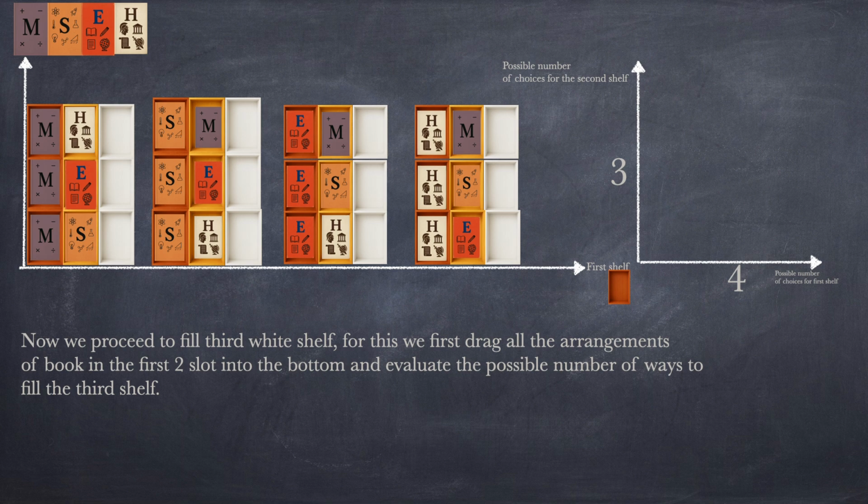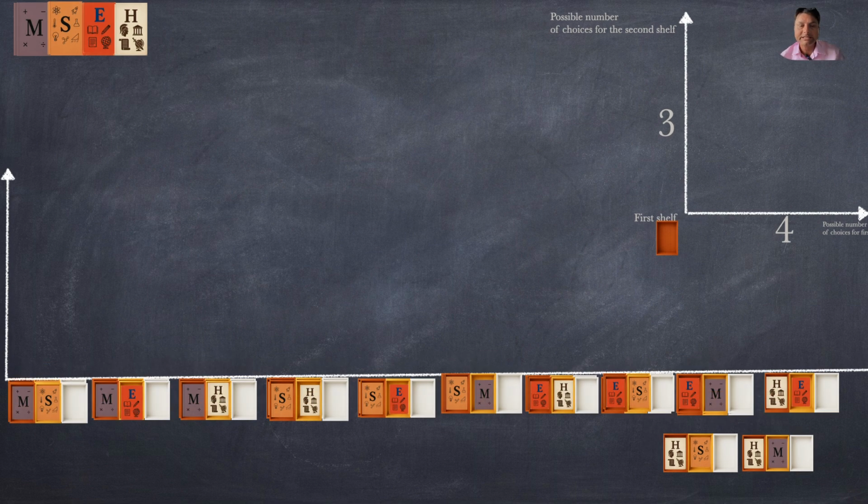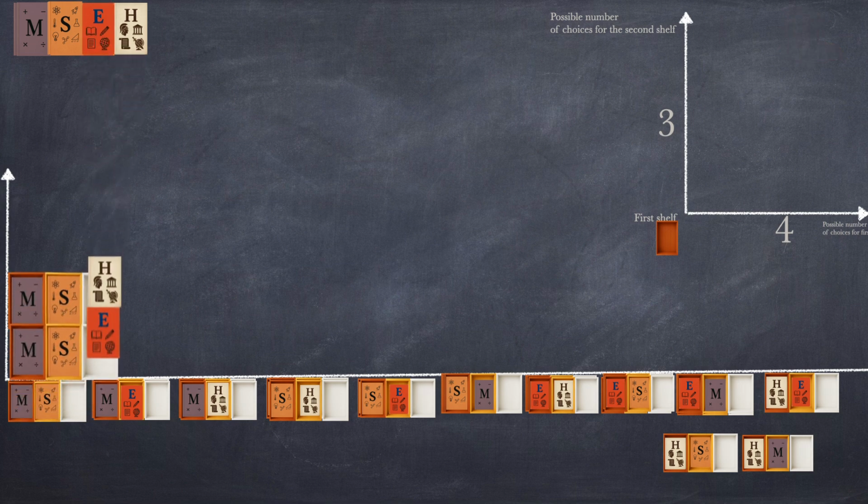Now we proceed to fill the third white shelf. For this, we first drag all the arrangements of books in the first two slots into the bottom and evaluate the possible number of ways to fill the third shelf. We drag all of these arrangements into the bottom part, all the arrangements we have discovered earlier. And if there are math and science books in the first two shelves, then we can choose either English book or history book for the third shelf. So there are two possibilities if there are math and science for the first and second shelves.